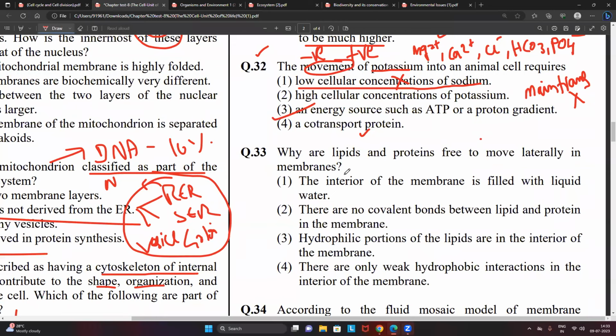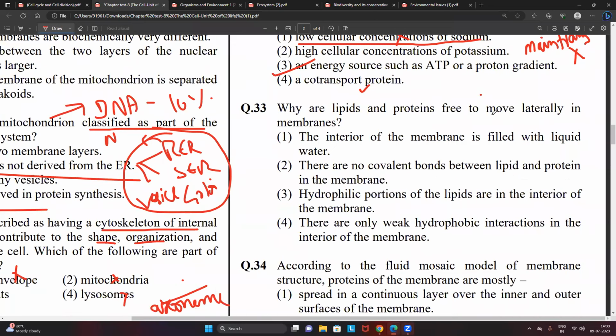Question number 33. Why are lipids and proteins free to move laterally in the membranes? I'm using the word lateral movement, okay? And I want you people to give me a moment of time. You see the question. I'm asking about the lateral movement.